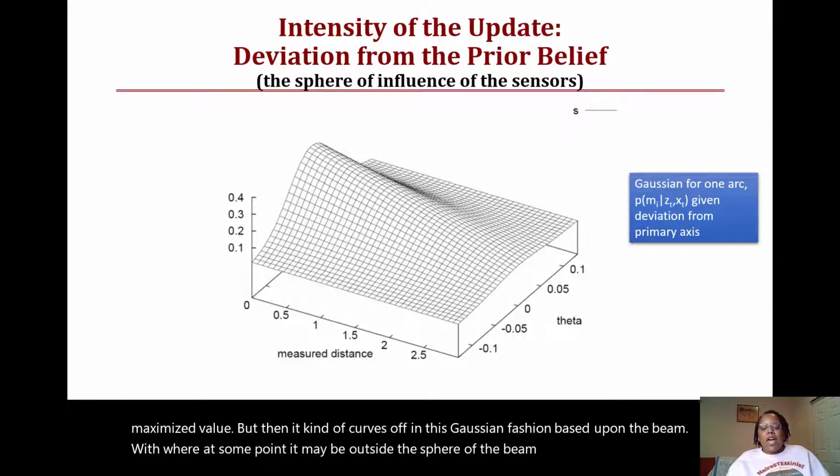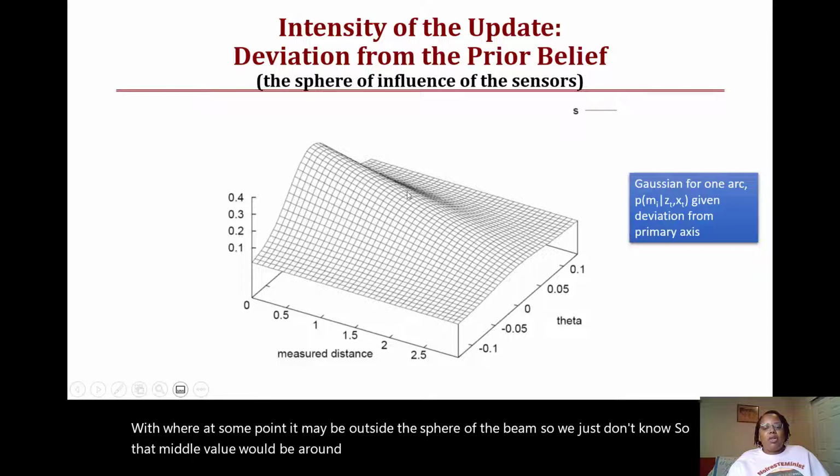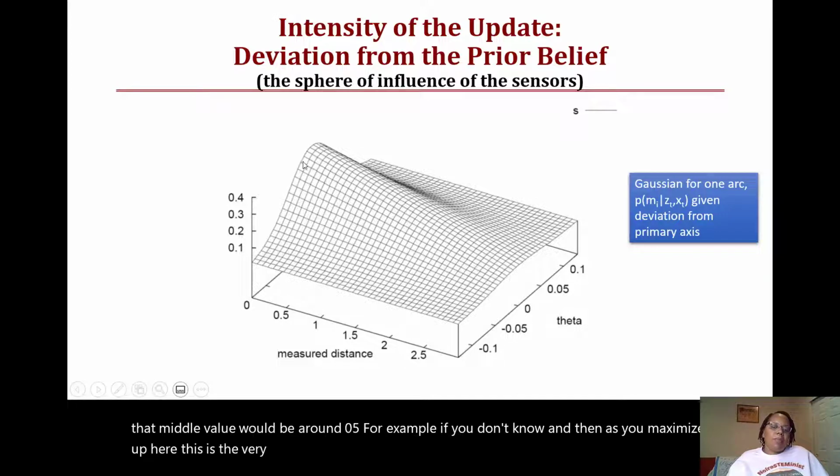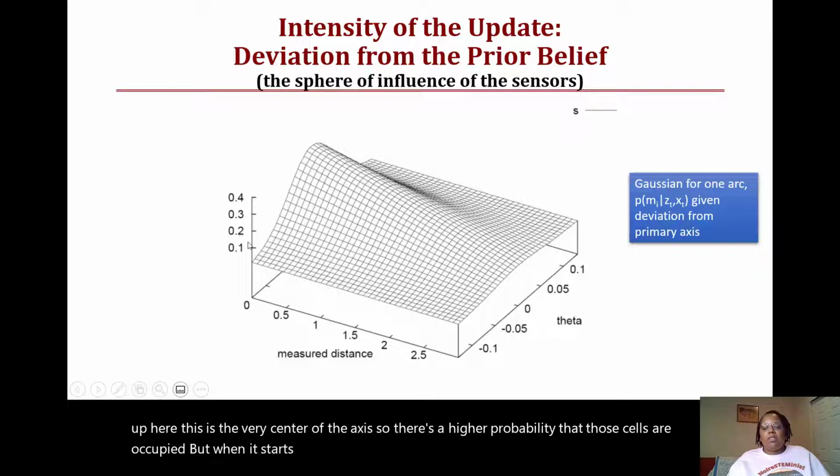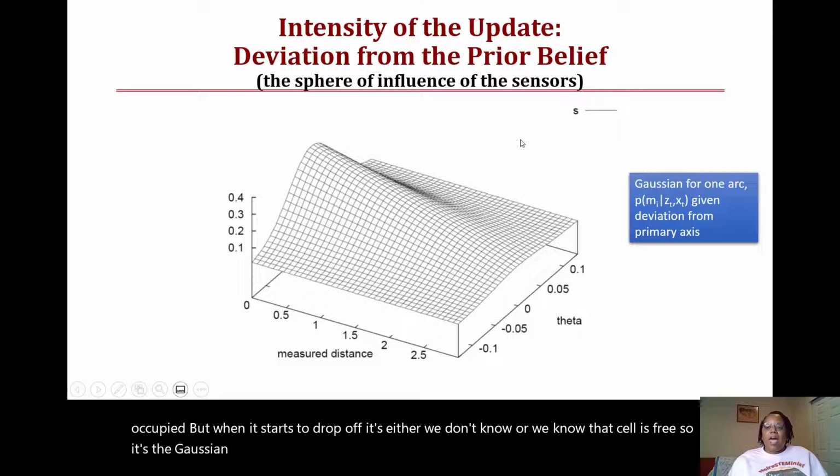So that middle value would be around 0.5, for example, if you don't know. And then as you maximize up here, this is the very center of the axis, so there's a higher probability that those cells are occupied. But when it starts to drop off, it's either we don't know or we know that cell is free. So it's the Gaussian for one arc, where the probability of a map index given sensor data is given by deviation from the primary axis.